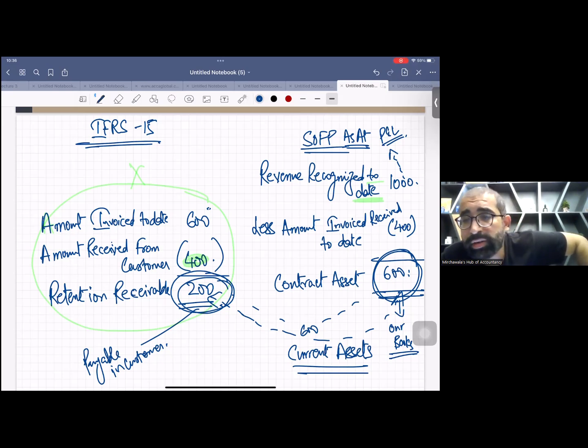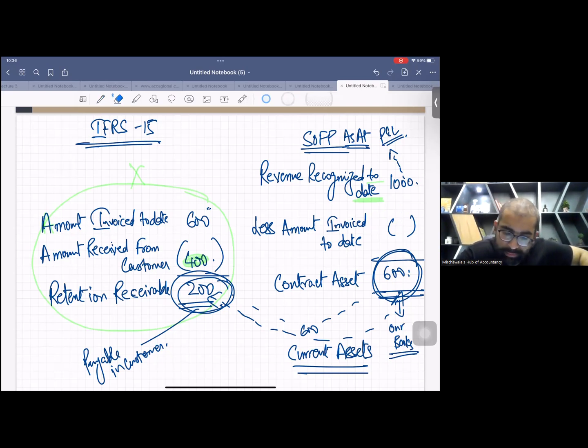But this is not recommended. It's a shortcut. Although you will get the SOFP balance, there is still a high chance of presentation error, right? So what you should do, you should write the amount invoiced here. So this will be 400, and then a separate working here for retention receivable. Okay, right?